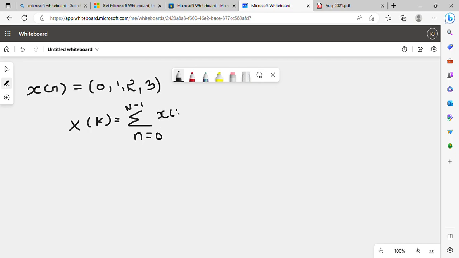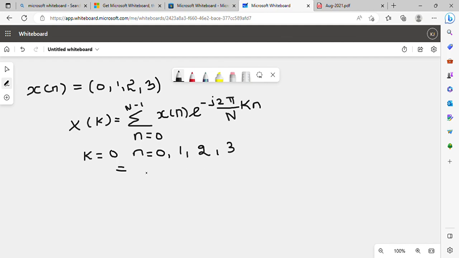into e to the power of what? E to the power of minus j 2 pi by n into kn, right? Yes, minus j 2 pi by n into kn. So this is my formula, and now the very first step I have to do is take k is equal to 0. My k is constant and my n values are 0, 1, 2 and 3, right?